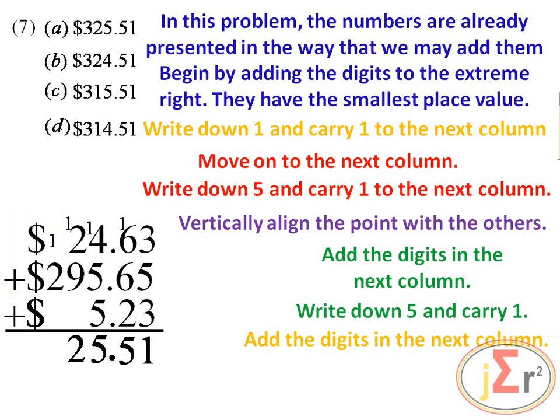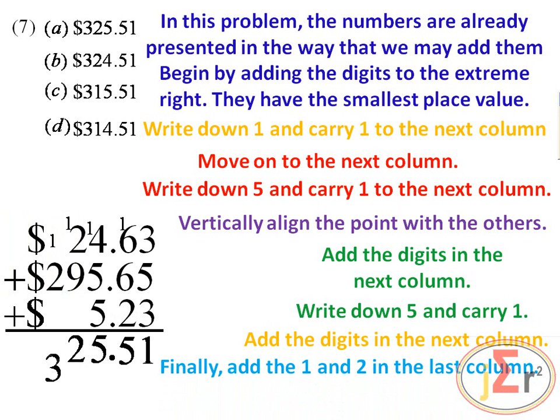And finally, when we add those, what do we get? 3. Right. So finally, add 1 plus 2. The answer is 3. And that is the result of the last column. And Jerry, what do we say? That is represented by option? That's represented by option A.